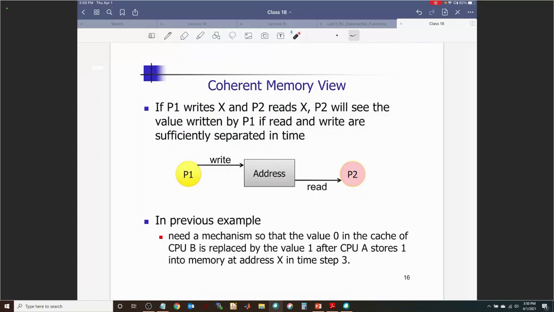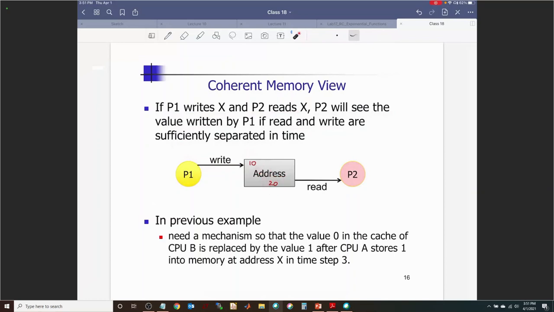So P1 is trying to write. So let's say it writes 10 and P2 reads 20. Even if they were sufficiently separated out, you wrote 10 to memory location X and then P2 reads 20, there is a problem. It's inconsistent, right? So that should not happen.